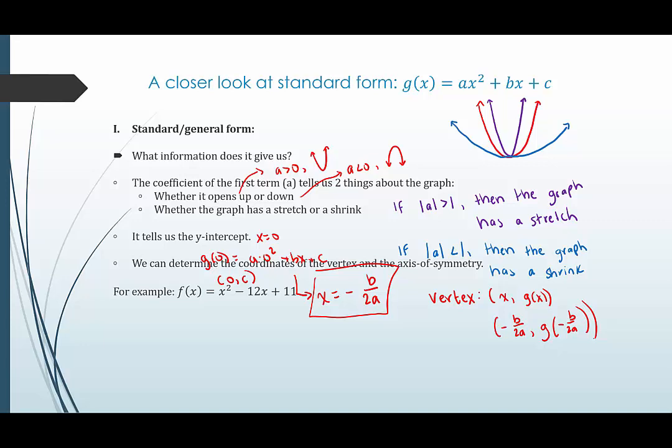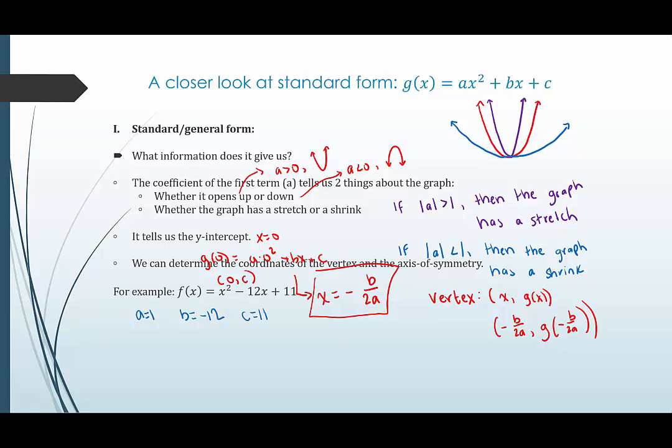So just given this function f, we're going to talk about all of the things that these little open circles would provide for us. So first of all, what I'm going to do is label a, b, and c. And I'm going to say a is 1, right? When there's no coefficient shown, there's an invisible 1. And b is negative 12, and c is positive 11.